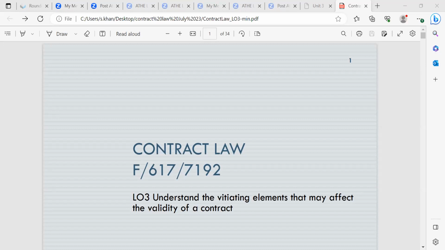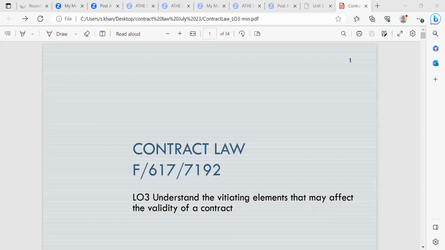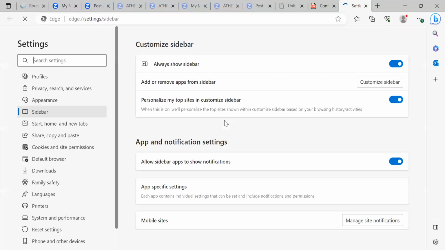We also referred to the Bettini case 1889, the importance of that, and distinguished between conditions, warranties, and innominate terms with reference to case law. So today we'll be looking at learning outcome 3, which is to identify the elements that may affect the validity of a contract.